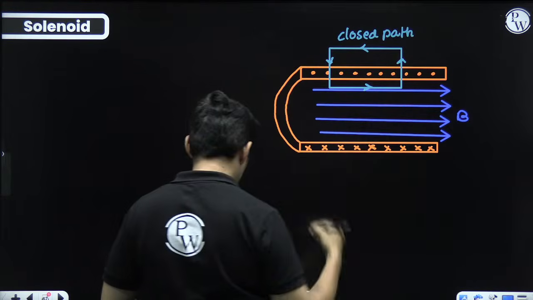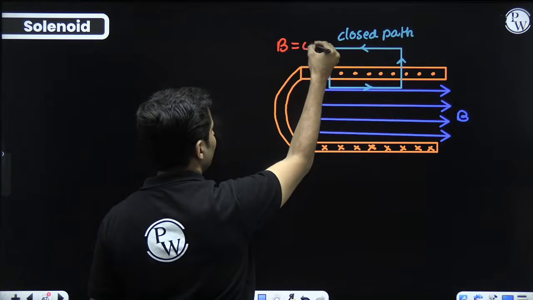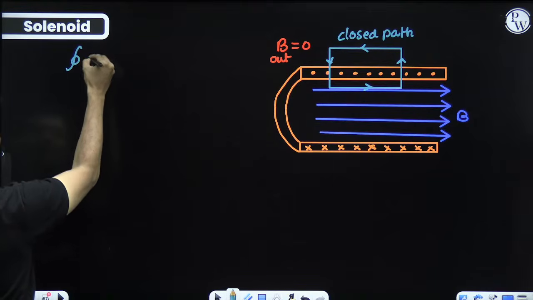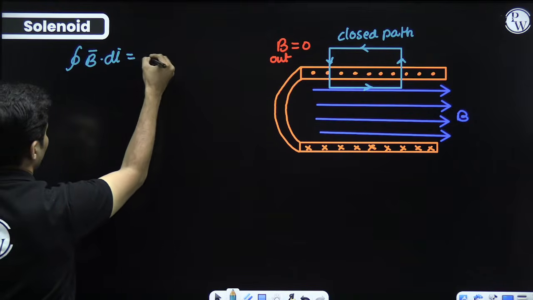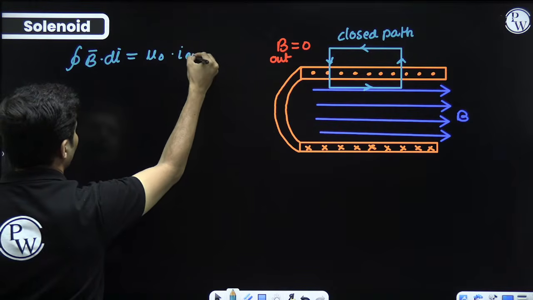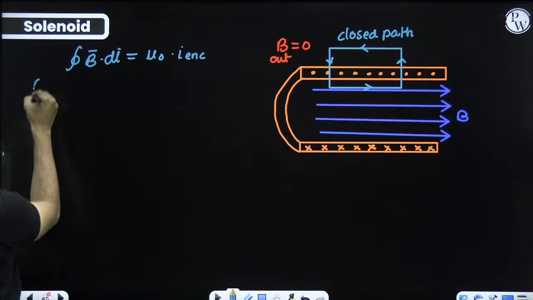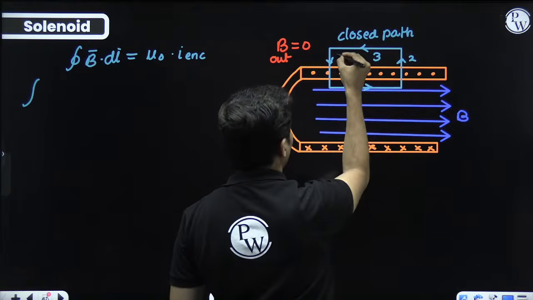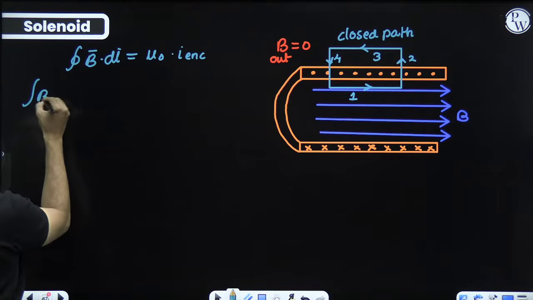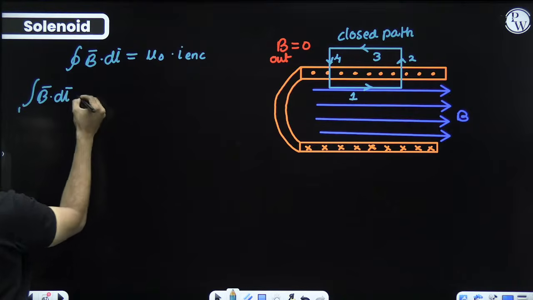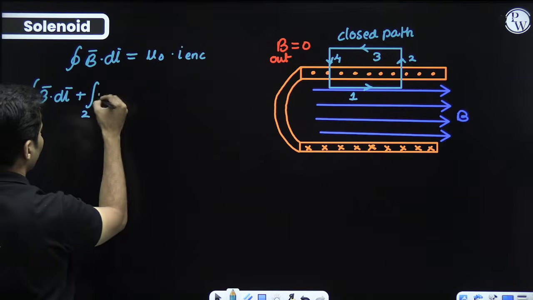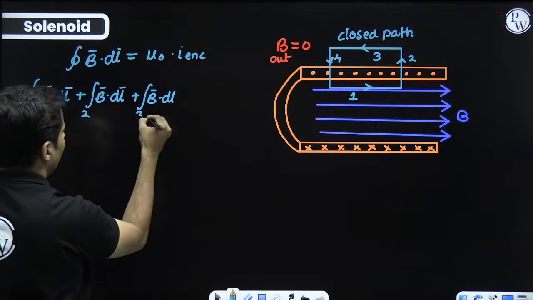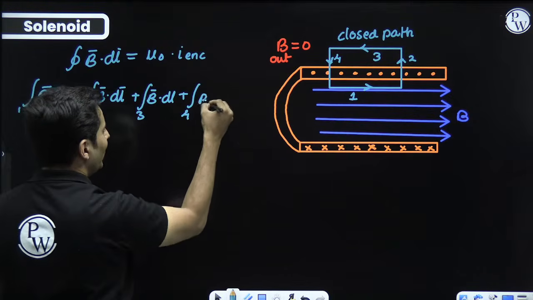And the best part about this is that outside, I already know the magnetic field is 0. So when I apply my Amperian loop law, B dot dl is equal to mu naught into I enclosed. This integral will now split into multiple parts: part 1, part 2, part 3 and part 4. So integral B dot dl in part 1 plus integral B dot dl in part 2 plus integral B dot dl in part 3 plus integral B dot dl in part 4.